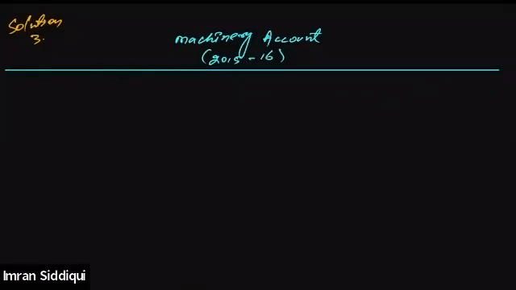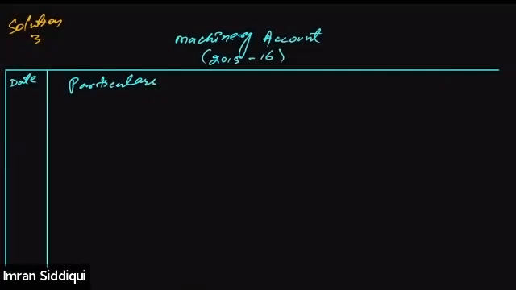The solution to question number 3. This question requires us to prepare the machinery account for 4 financial years. So we're starting with financial year 2015-16. We'll write down machinery account for the year 2015-16. Date, particulars.